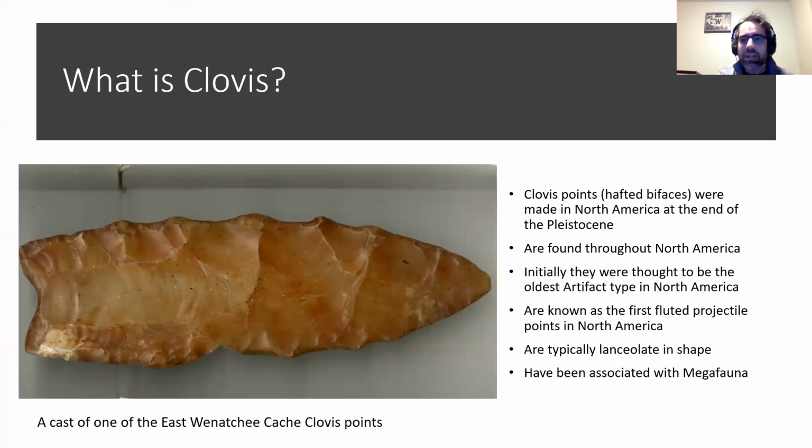So first off, what is Clovis? Clovis is a projectile point, of course, that was made during the later portions of the Pleistocene in North America. They're found throughout North America, which is one of the reasons they interest me so much. Initially, they were thought to be the oldest artifact type in North America, and that led to the Clovis first paradigm. They're definitely the first fluted projectile points in North America, the flute being that flake scar that runs along it that's used for hafting. Typically, they're lanceolate in shape, and they've been associated, especially initially, with megafauna kills. And what we see on this screen is a cast of one of the East Wenatchee Clovis cache points.